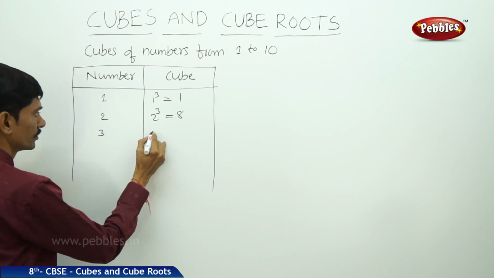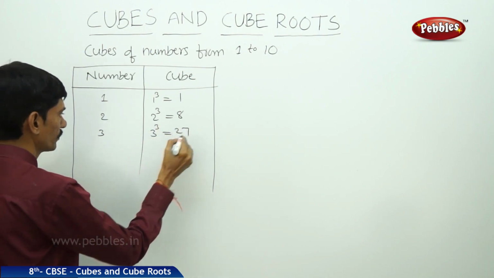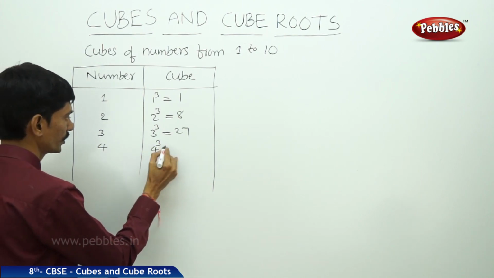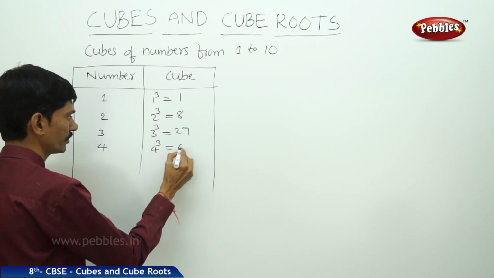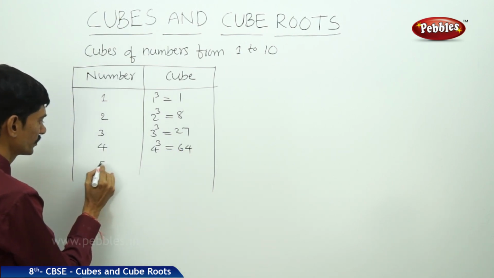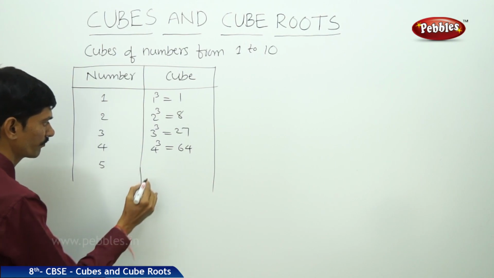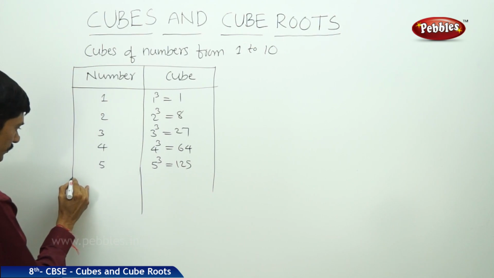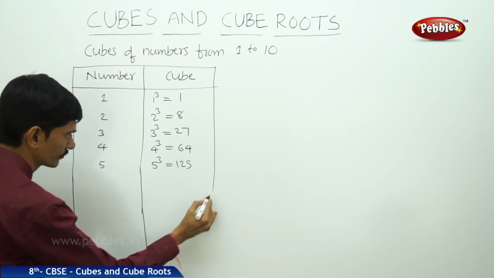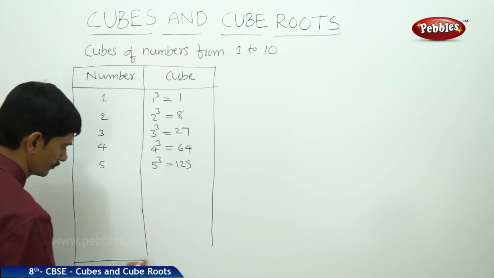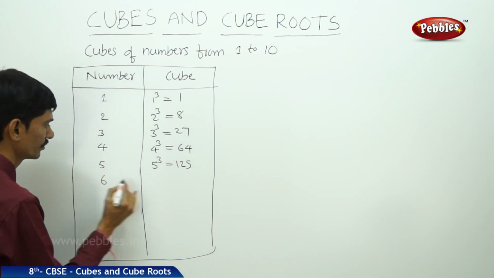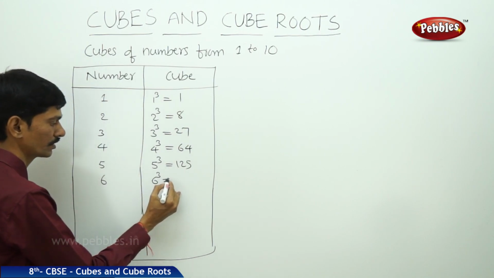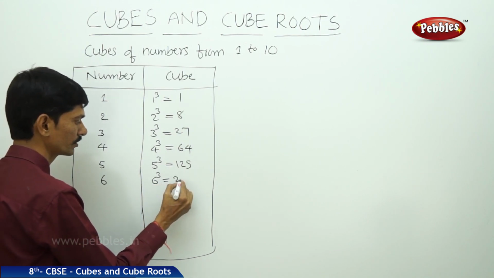Now 3, then 3 cube equals 27. The next natural number 4. So here we can write that 4 cube equals 4 into 4 into 4 is 64. Then 5 cube, the next natural number 5. Then 5 cube equals 125. Next, 6 cube equals 6 into 6 into 6. 6 6s are 36. 36 6s are 216.